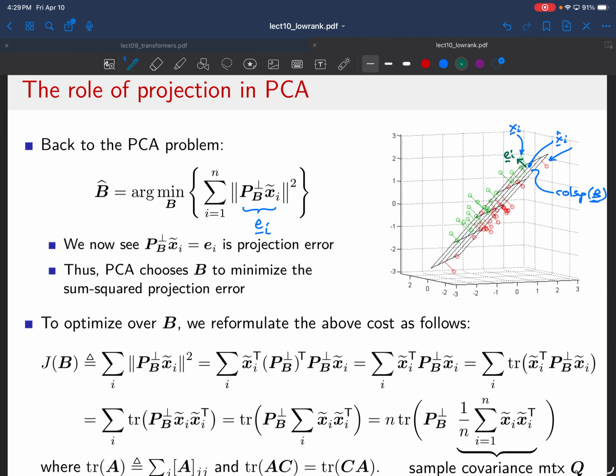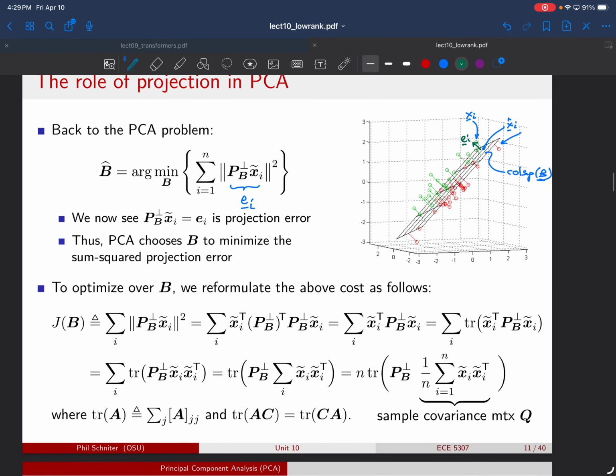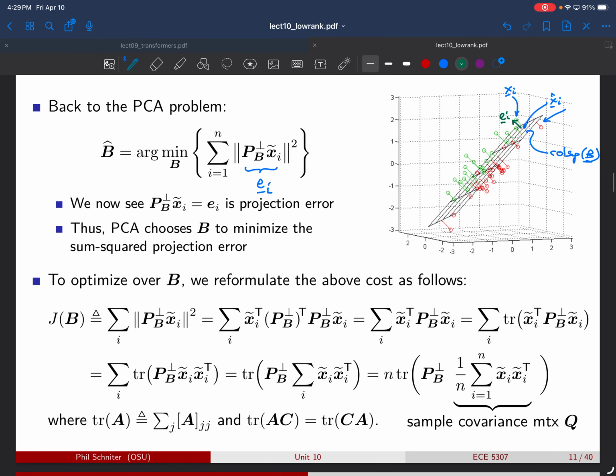Okay, so that's what PCA is trying to do. And now let's try to figure out the linear algebra as to how to actually do this. So there's a few steps, but none of them are very difficult. We start with basically this expression. It's here. We'll just give it a name. This is the cost of this matrix B.